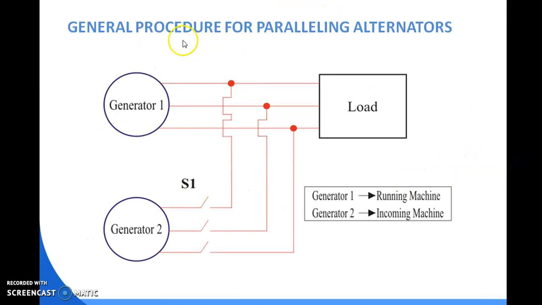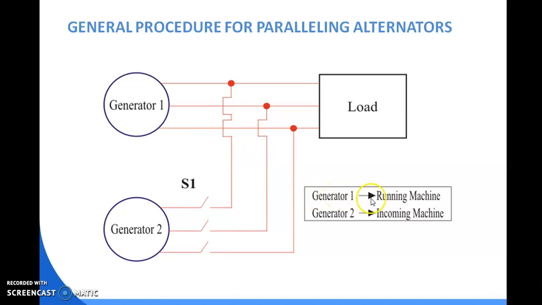Now, the general procedure for paralleling the alternators. This is alternator 1 or generator 1, this is generator 2, and this is the load. What is the aim of the parallel connection? See, there are two different generators working at a time. In case any of the alternators stops working, then the other alternator will help the machine to run uniformly. There will be no interruption in the service.